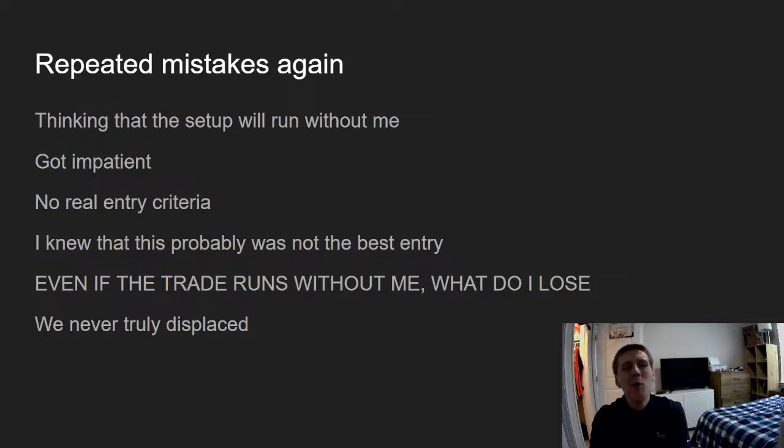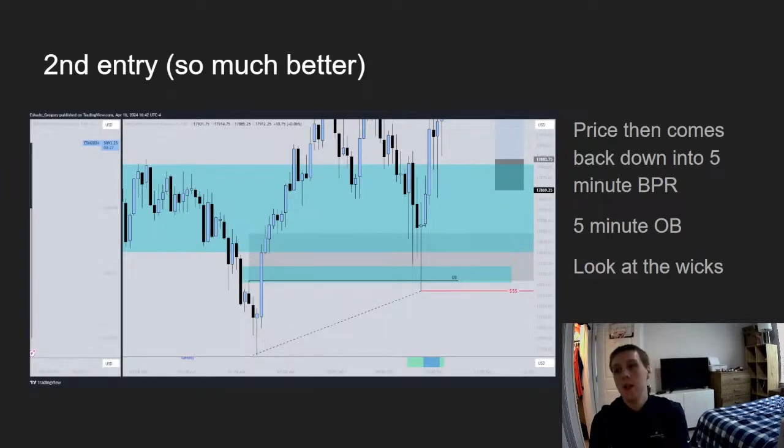Okay, say I wanted to enter there. Price just ends up immediately running to TP? Price does not do that. Price hardly does that. And we never truly displaced, so that's why this was not a good entry at all. So this is then where that second entry becomes so much better.